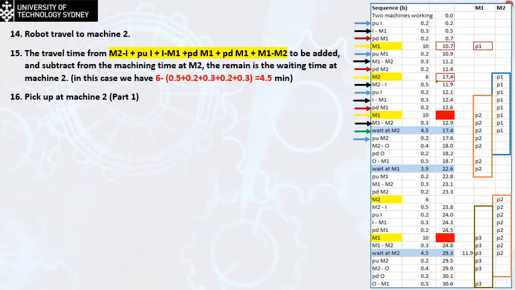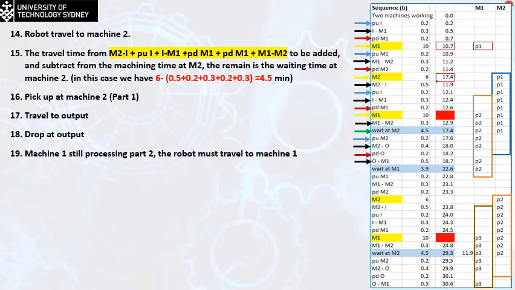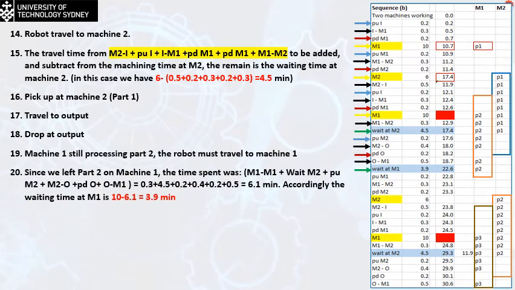Finish with part number 1 at machine number 2, pick up the part, travel to the output, put it down at the output, travel back to machine number 1. Now in this case we didn't travel back to the input because machine number 1 is still busy doing part number 2. We have to wait at machine number 1 for a certain waiting time. Now let's check what this waiting time will be.